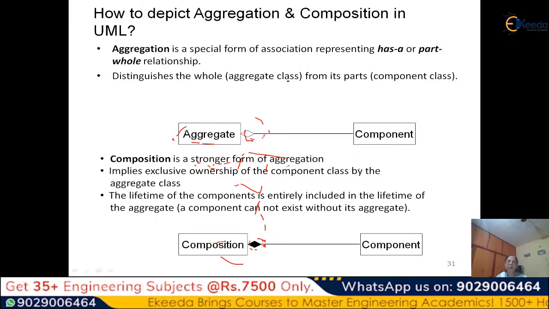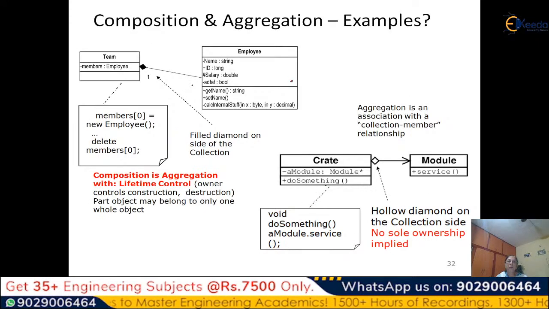A body chassis can be removed. The car door can be removed. These are some of the examples. So you can try to take some of these examples. The team is there, an employee is there. So this is how it is implemented. Okay. Similarly, a crate and a module. So here also it is doing something. Here it is a hollow diamond, so this is an aggregation, whereas here it is a composition.